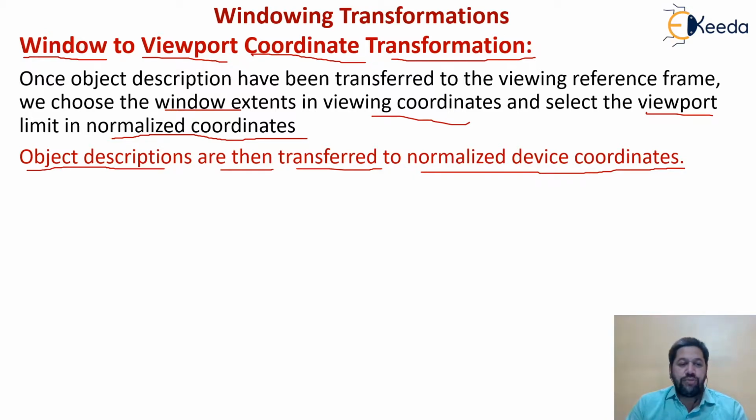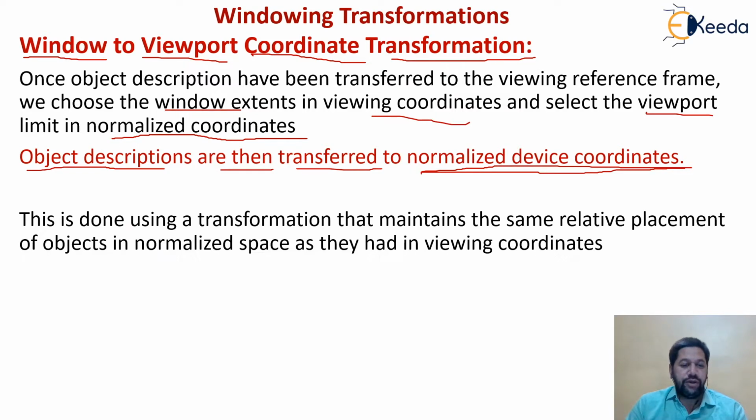Whatever object description we have captured in the world coordinate system with the help of the window is then transferred to the normalized device coordinate system. In the normalized device coordinate system we are going to use the viewport. Viewports are used in the device coordinate or screen coordinate system.